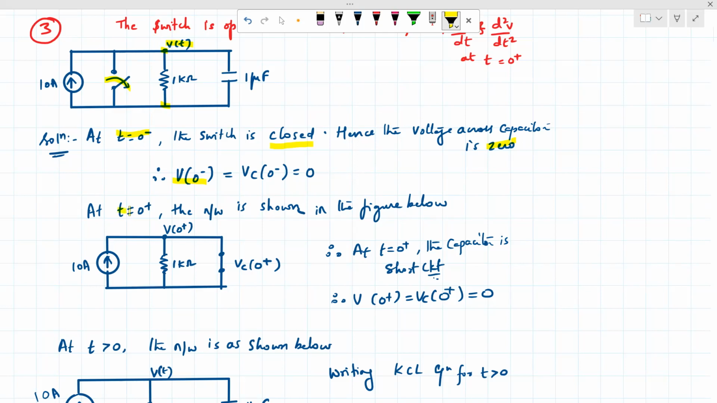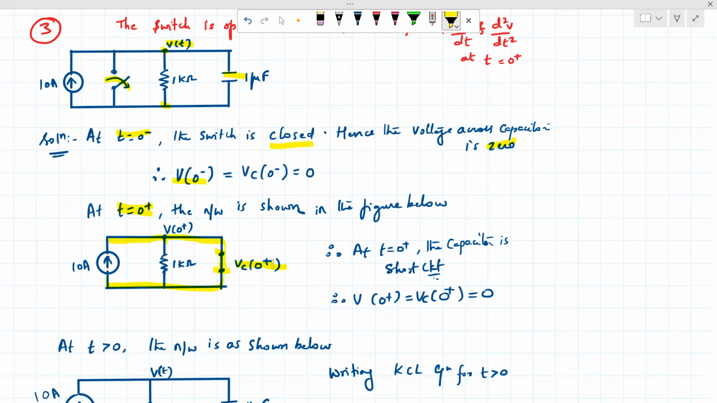Next, at t equal to 0 plus, the network is as shown below. At t equal to 0 the switch is just open, so at t equal to 0 plus the switch is just open, and this is the circuit shown. There is a resistance. The voltage across the capacitor will not change instantaneously, hence it will remain 0. When voltage is 0, it is a short circuit, so the capacitor is replaced by a short circuit at t equal to 0 plus.